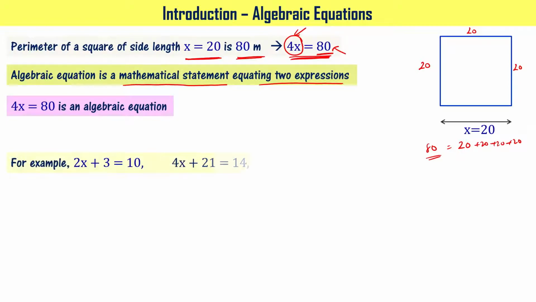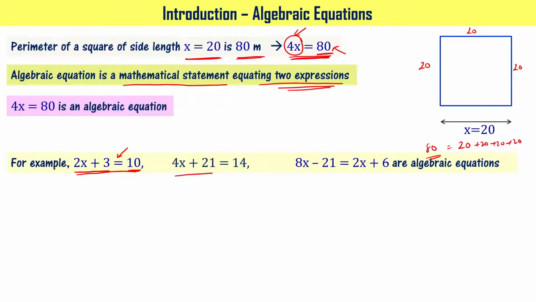Similarly, one can write many equations. For example, 2x plus 3 equal to 10. It is an algebraic equation. The reason is that 2x plus 3 is an algebraic expression, and that is equated to 10, right? So you have two expressions, and they are equated. Similarly, 4x plus 21 is an expression that is equated to 14. 14 is a numerical expression. Since these two are equal, we say that 4x plus 21 equal to 14 is an algebraic equation.